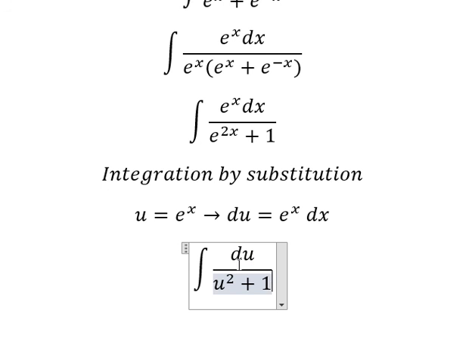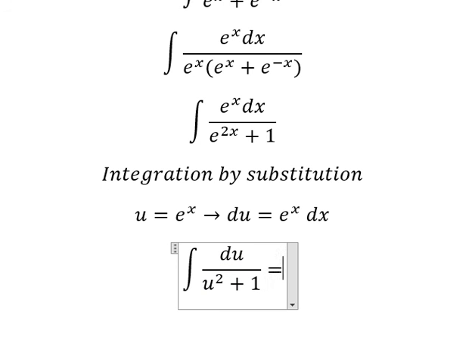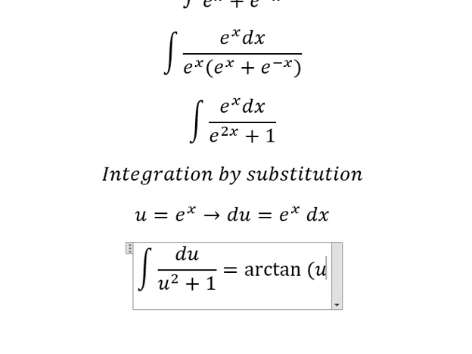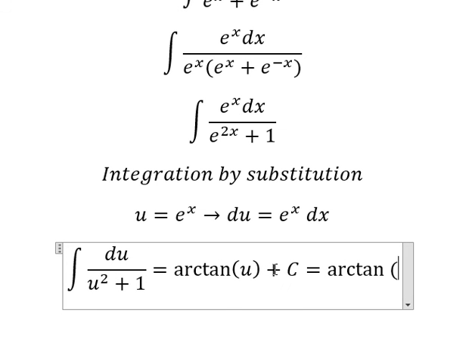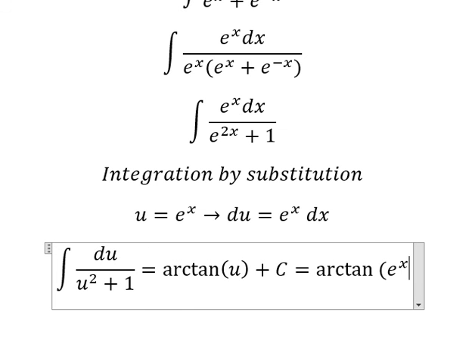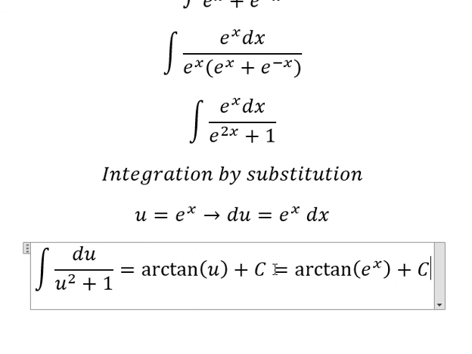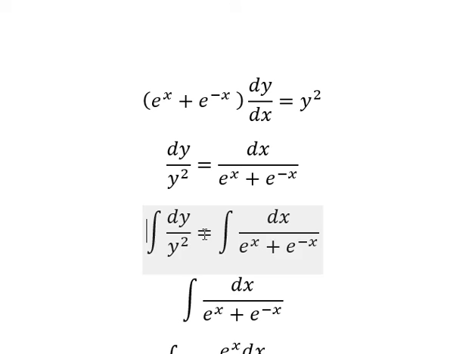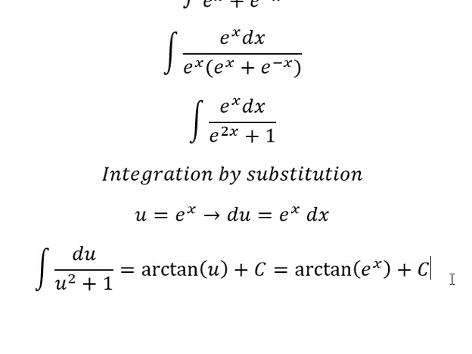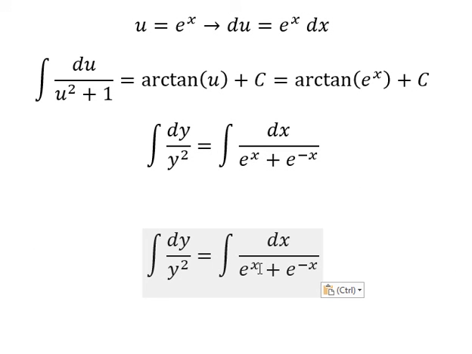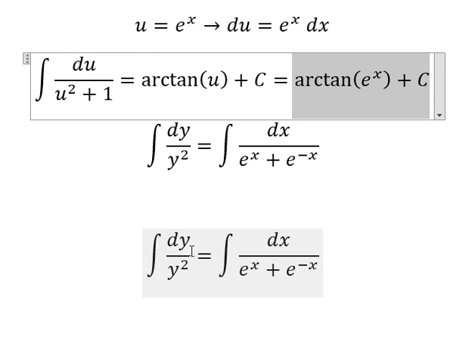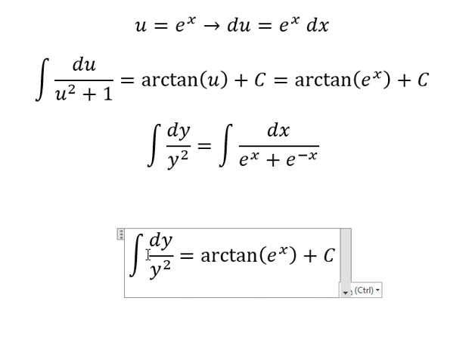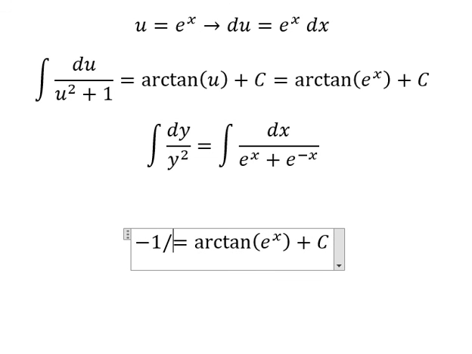The integration of this one you got arctan of u, and we put c. And u is e to the power of s, and we put c in here. So, the integration of this one is this one. The integration of this one, you got negative 1 over y.